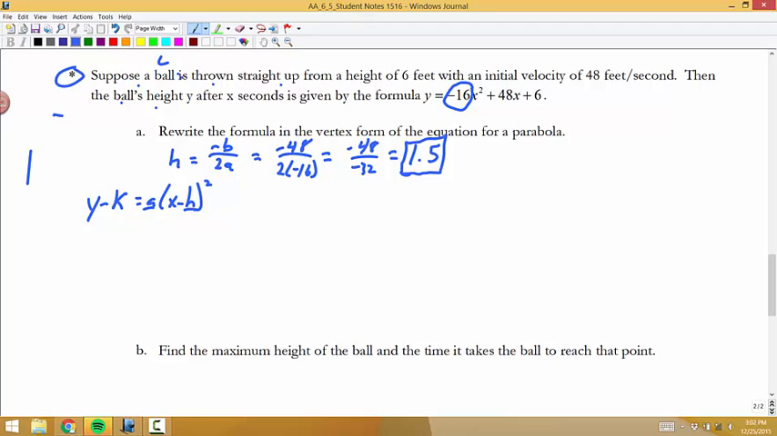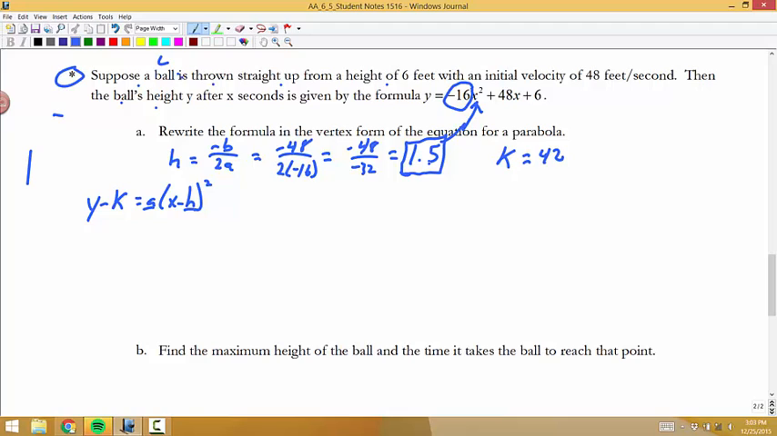To do that, we're going to take the x value of our vertex and find the y value of the vertex. I can do that by plugging the x value of the vertex into my equation. So I'm going to plug 1.5 in for x here and solve for y. If I do that, we'll find that the y value is equal to 42. Since h and k are together, that means my k value is 42. So we have our three numbers: negative 16, 42, and 1.5.